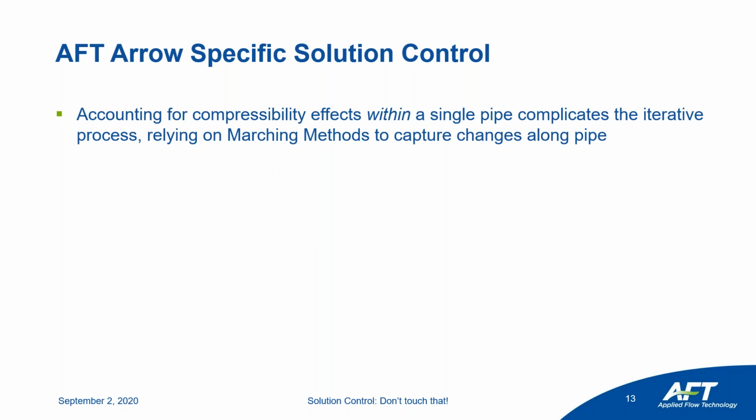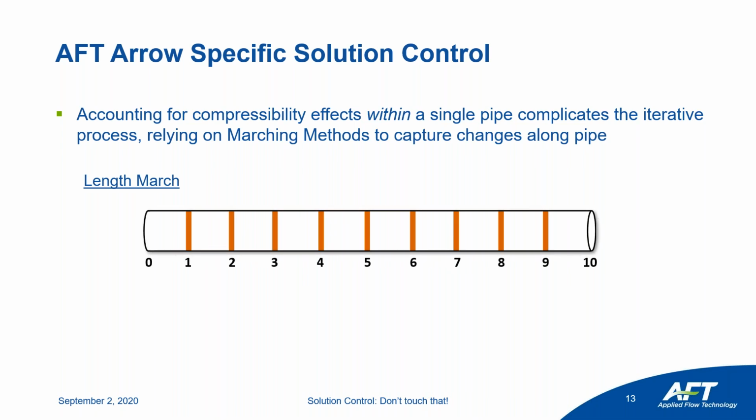In essence, we have to cut the pipe up into a bunch of segments that we can solve and capture those compressibility changes. So there's two big methods in Arrow. There's the length march, which takes a pipe, splits it into a bunch of segments so that it can capture the compressibility change from 0 to 1, 1 to 2, etc.